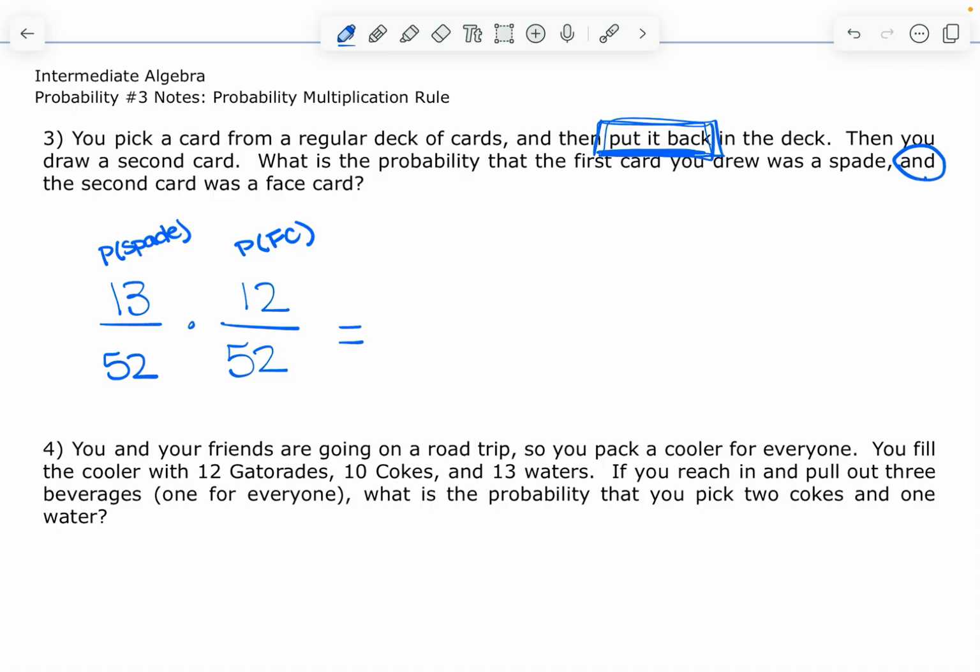So now we can multiply 13 times 12, 156, over 52 times 52, 2,704. Divide that out, I get 0.057. That 7's going to tell that 5 we got to head up 1.